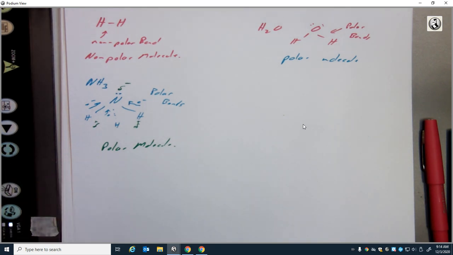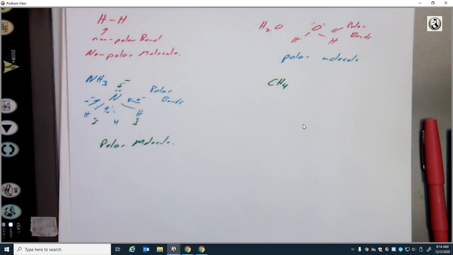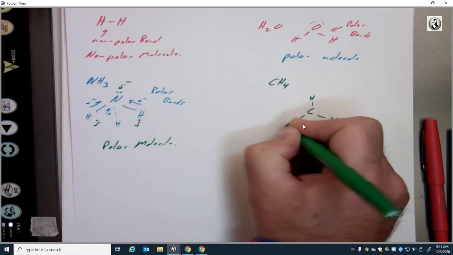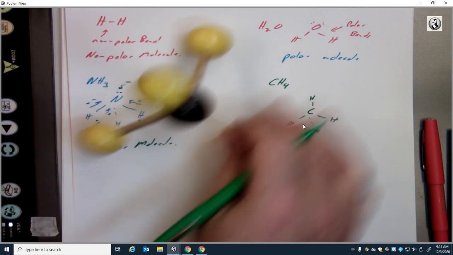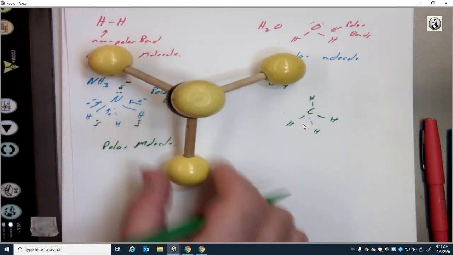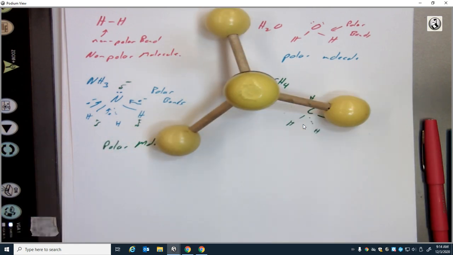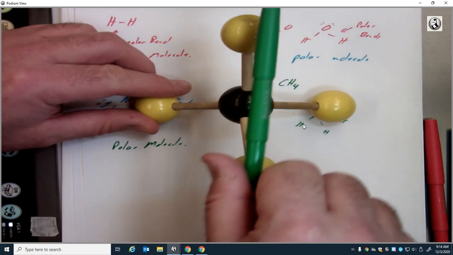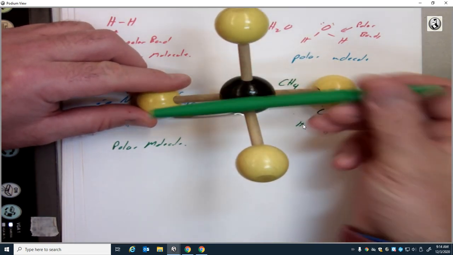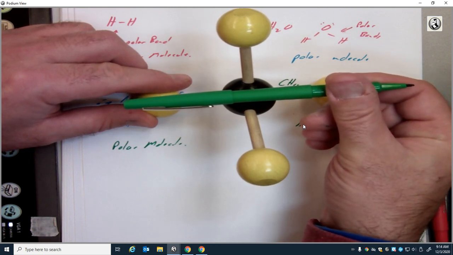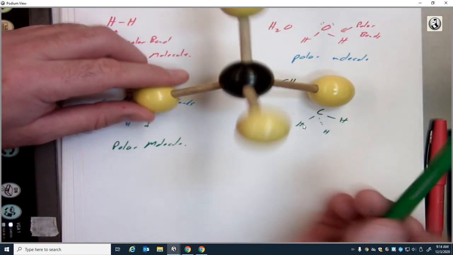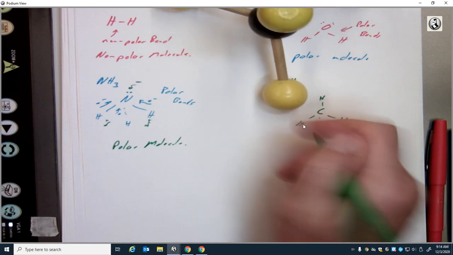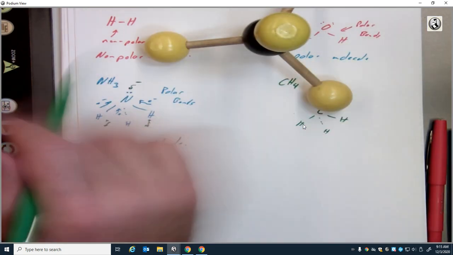Let's look at methane. So if we look at methane, this is a tetrahedral. It may not look it, but it is completely symmetric. This is a symmetric molecule. So if you look at it this way, we can cut it here, and it's the same on both sides. We can cut it here, and it's the same on both sides. And there's actually a third plane that we can cut it. So this is symmetric. If you have a tetrahedral and all of the outer ones are the same, this is going to be a nonpolar molecule.